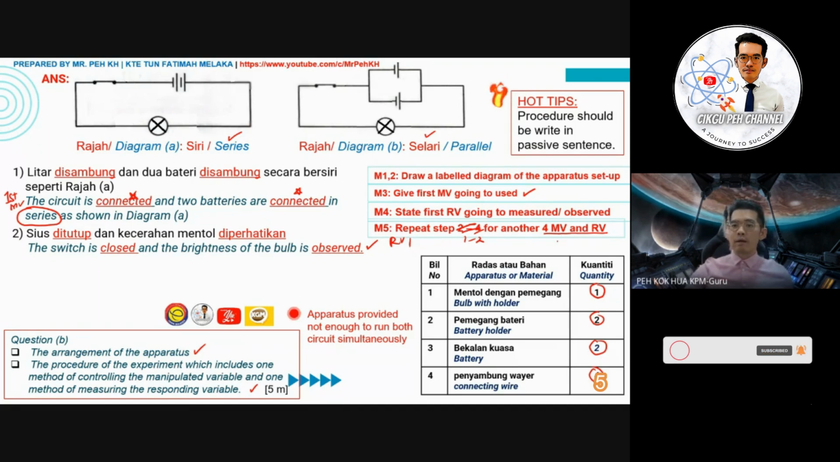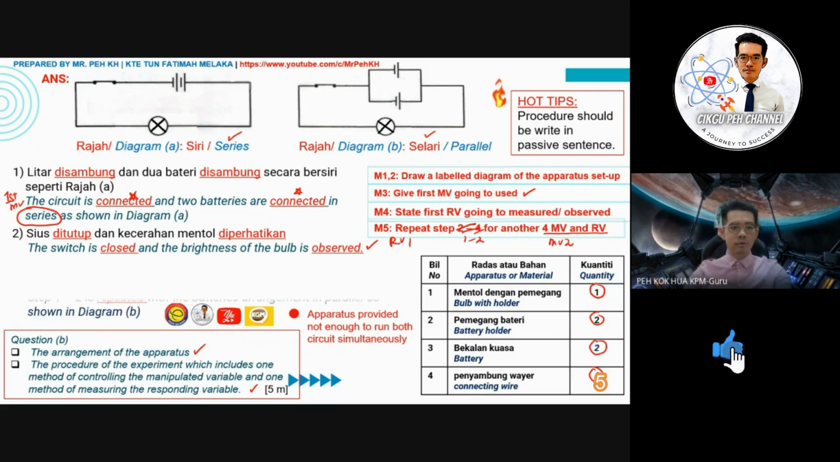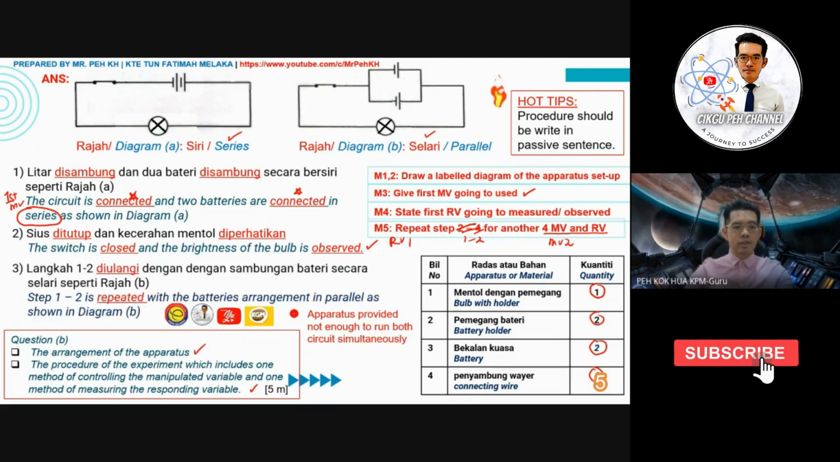Here we actually have the last, MV2. Okay, so you need to write like this. Step 1 and 2 are repeated. You can see I'm using the passive sentence again in my procedure here, with the batteries arranged in parallel as shown in diagram B. So when I keep repeating steps 1 and 2, that means the observation of the bulb is repeated for our step 3 here. Okay, so this is the way we write the procedure for this experiment.